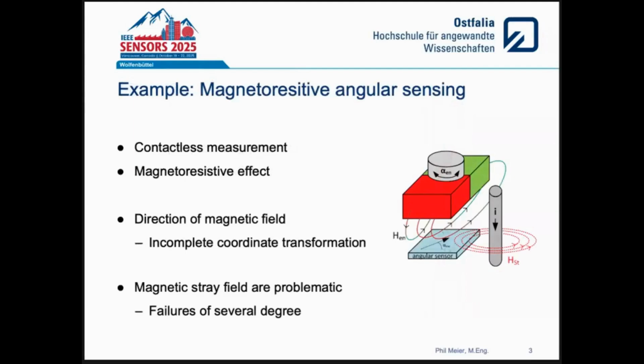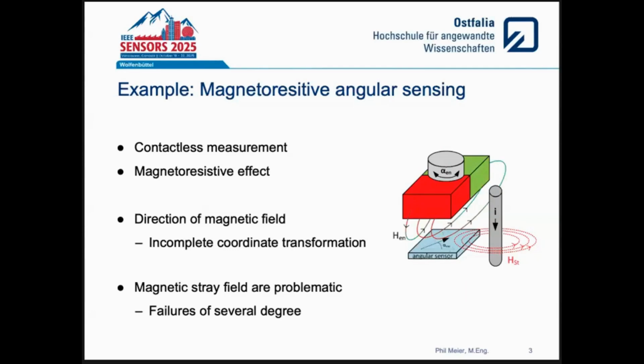So, for starters, our example application is the sensing of angular position with magnetoresistive sensors. This is a contactless measurement found in many mechanical devices in many fields, primarily automotive and some industrial devices, where you have a magnetoresistive sensor, mostly XMR, AMR, GMR, TMR and so on, and an encoder magnet that rotates with the position of a mechanical component.